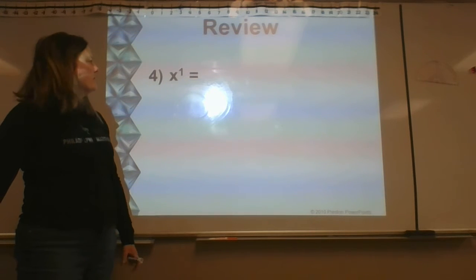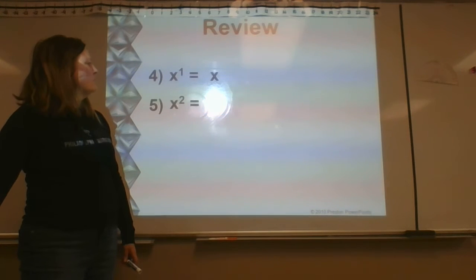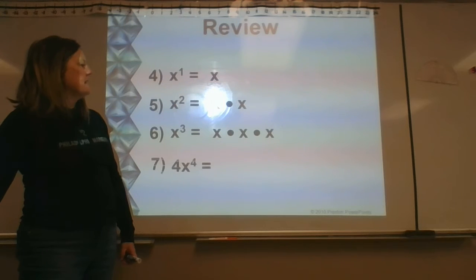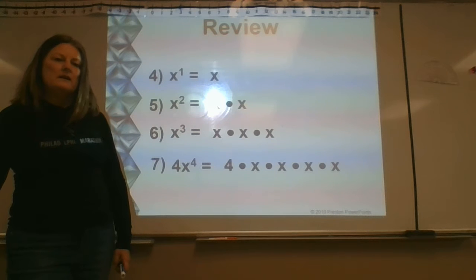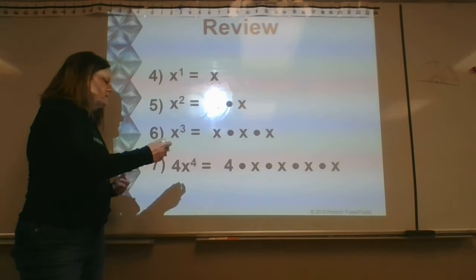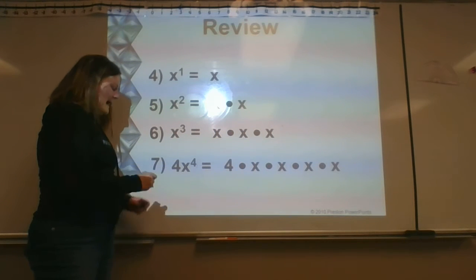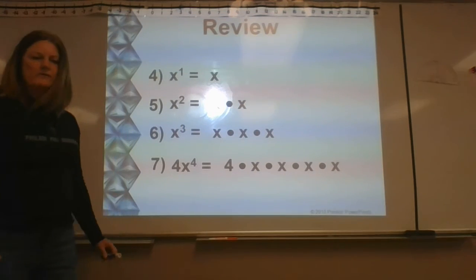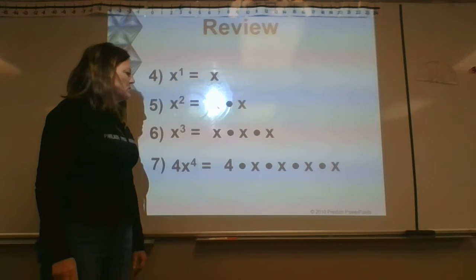Do the same thing with variables. X to the first is x. X squared is x times x. X to the third is x times x times x. 4x to the fourth is 4 times x times x times x times x. Notice that only the x is raised to the power, so the x is multiplied by itself 4 times. So remember, an exponent is just repeated multiplication.